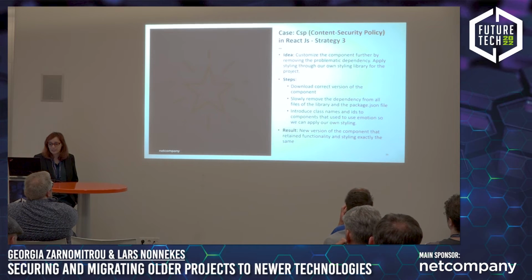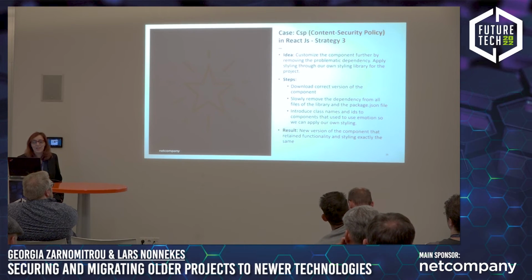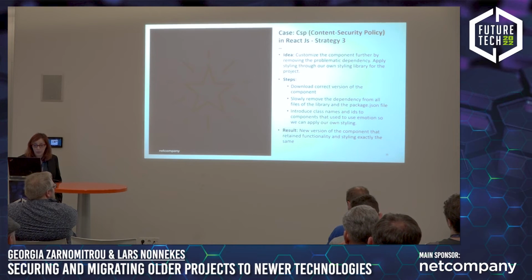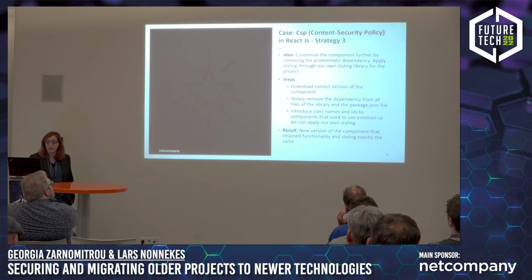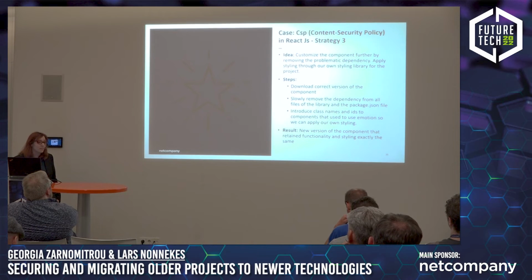So we had to go for another strategy, and we landed on this one, which meant that we would grab the component, download the version of it, and slowly remove the dependency that was causing the trouble from both the use of the code and the package.json of the component and the library, and then slowly introduce class names and IDs everywhere that the library was used, so we could introduce the styling through our own system that was allowed from our CSP policy. This proved to be a success. We had a component that was visually and functionally the same for our users with no visual difference for them once we made the switch.